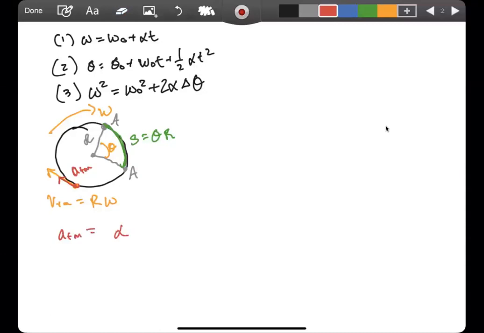So how quickly the angular velocity is changing times the radius of, again, a circle. So these are tangential to the circle, but these are the relationships between all of these. And then finally, this thing also has a centripetal acceleration, which is pulling it towards the center. So this is my centripetal.